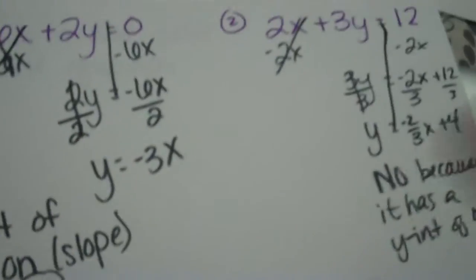So is this direct variation? Well, it does have a slope, but it does have a y-intercept. It's 4. So no, this is not, because it has that. So let's write no, because it has a y-intercept of 4. You could also graph that. So negative 2/3 x plus 4. And if you graph it, you'll see that it does not go through the origin. It goes up here. It doesn't hit down here. So that's one thing you're going to be asked to do. Is it direct variation? And explain.